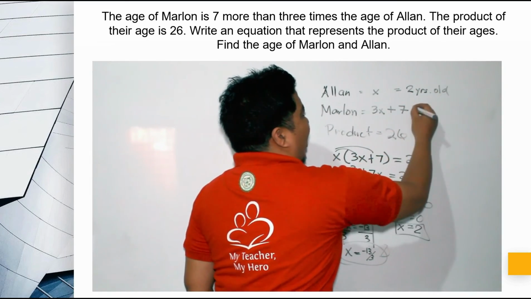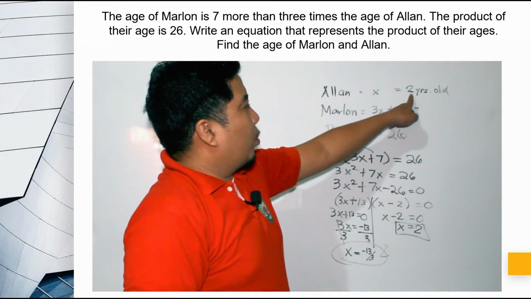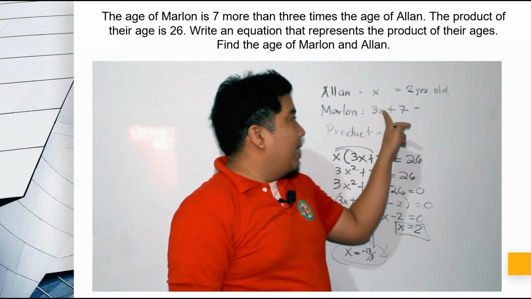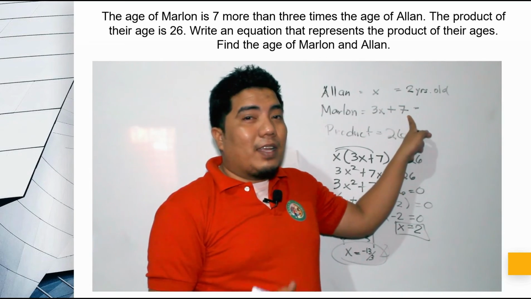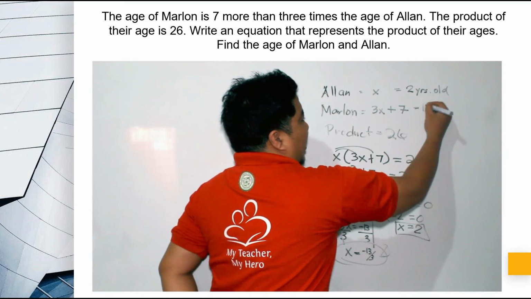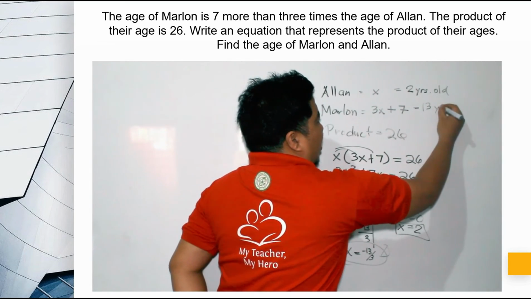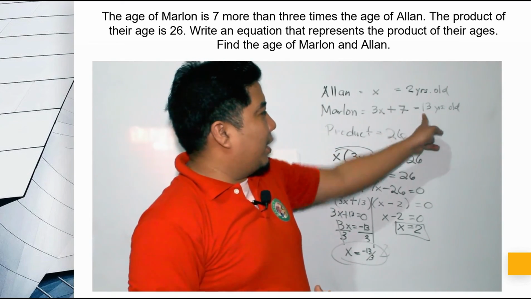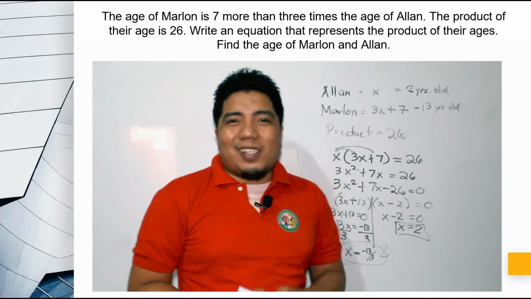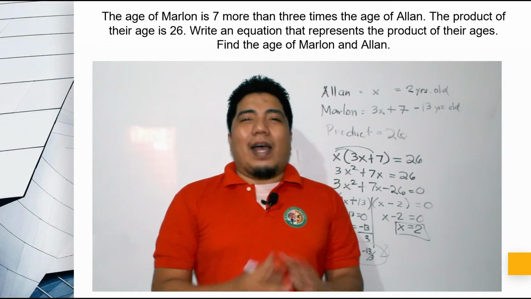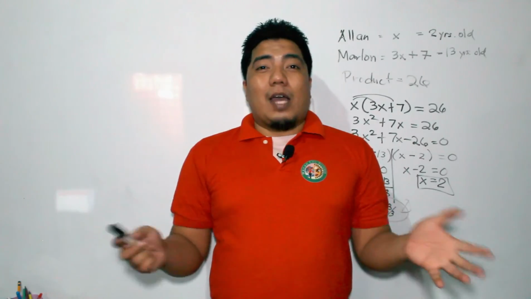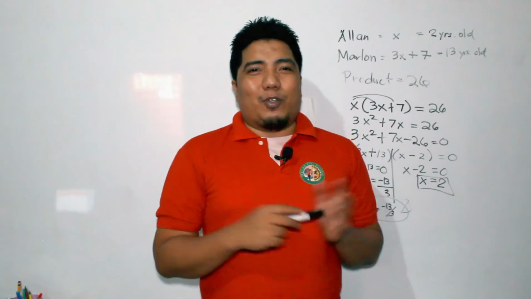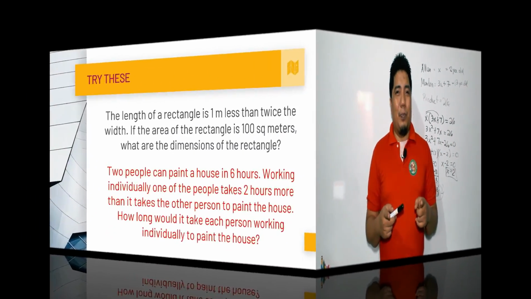Alright? And Marlon is 2 times 3, that is 6. 6 plus 7, and that is 13 years old. And if we try to multiply 2 times 13, the answer is 26. And so, we have answered the problem. So now, this is the time that I will challenge you whether you have understood our topic for today. And here it is.